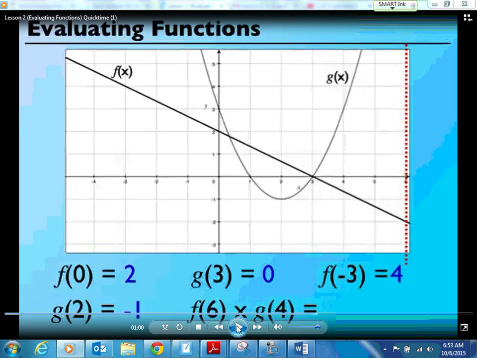We go to the input value of 6. We see that we need to go down there. We get -2. Then we need to figure out g of 4. So we do this again. g of 4 is 3. So together we're going to have -2 times 3.